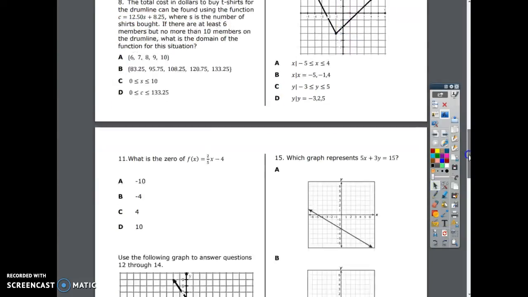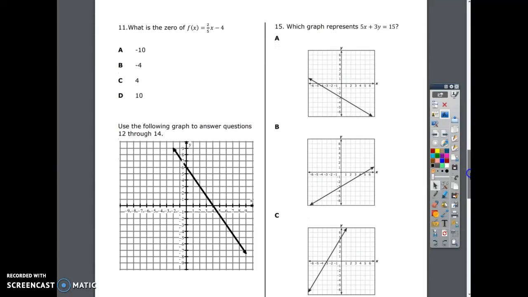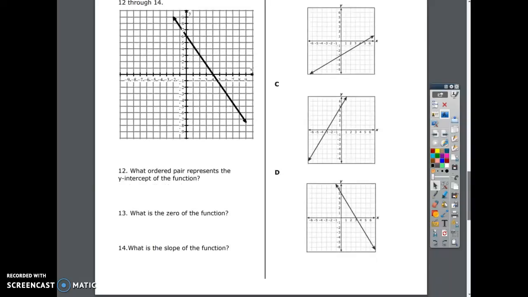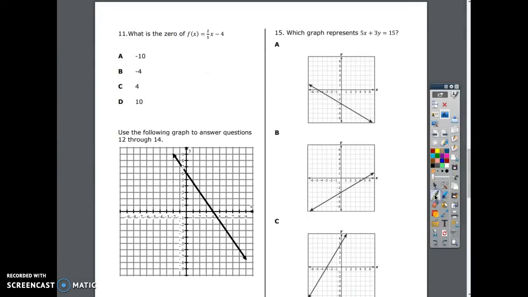Now, this next page is the easy page, I think, because you can use Desmos on mostly all of this. Number 11 is asking for the 0 of this function. What is a 0? We talked about this yesterday. The 0 of a function, if I ask you to find the 0, what am I asking you to find? The X-intercept. So write that down. I don't care that it's asking me for the 0. It's really asking me for the X-intercept. So we're going to put this in Desmos and go look for the X-intercept. Okay?